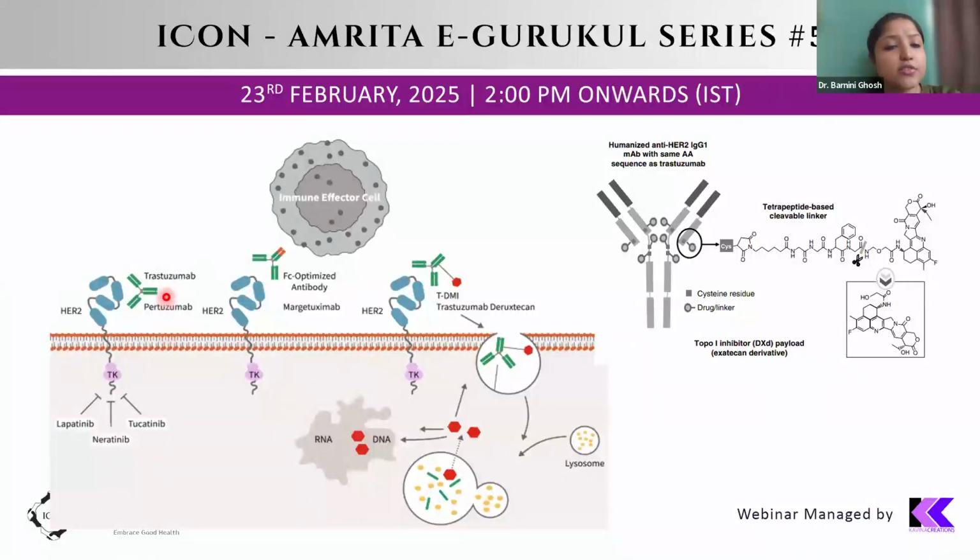So first I'll begin with trastuzumab, pertuzumab, and margetuximab. So these are anti-HER2 monoclonal antibodies which attach to the HER2 receptors and inhibit the downstream signaling of these receptors. So we have to know that pertuzumab binds to a different epitope of HER2 than trastuzumab. The next drugs are the tyrosine kinase inhibitors, the lapatinib, neratinib, and tucatinib. So these drugs inhibit the tyrosine kinase moiety of these receptors and thus inhibit the downstream signaling.